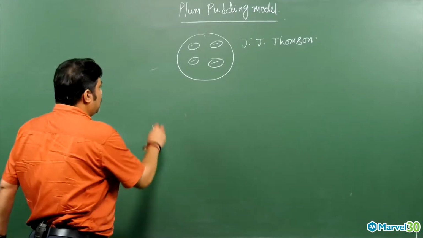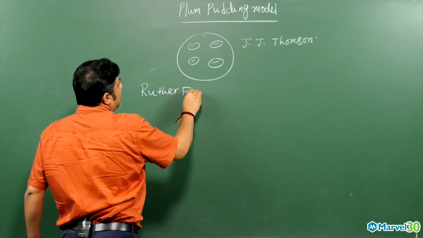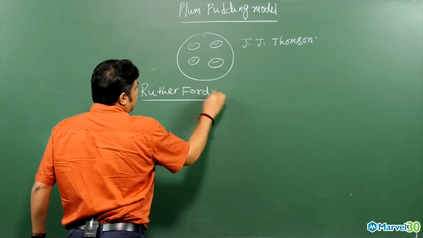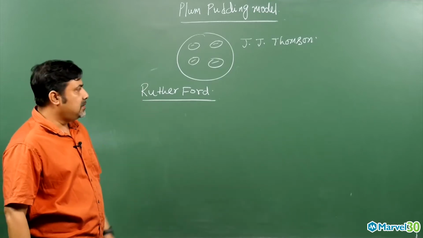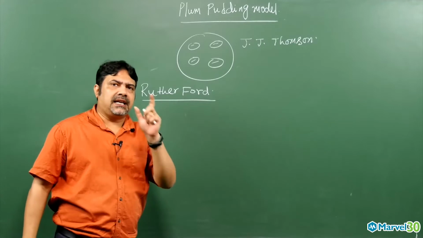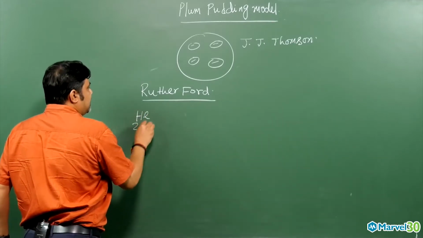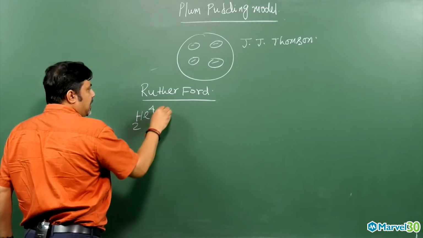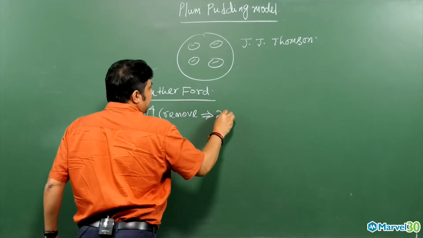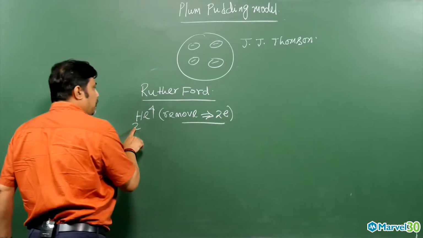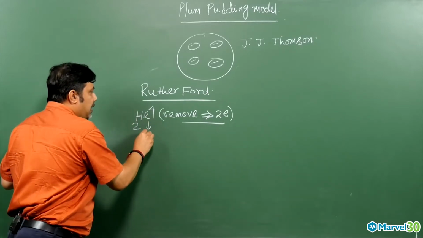Then the scientist Rutherford proposed the atomic model. I will discuss it briefly. He did an experiment, the alpha scattering experiment. What is an alpha particle? It is a helium nucleus. From helium, if you remove the two electrons, then we get 2 protons and there will be 2 neutrons. This is nothing but an alpha particle.